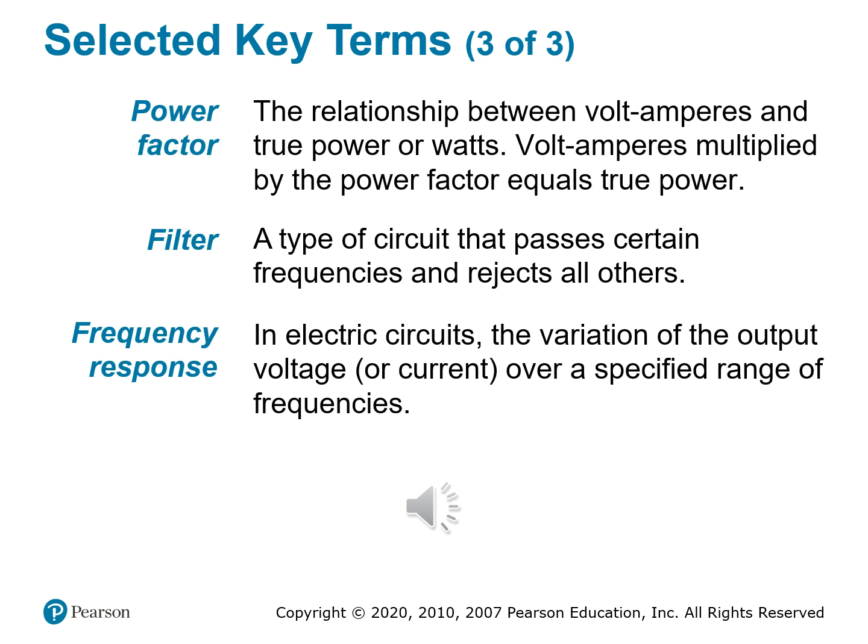Following with the selected key terms, the next one is power factor, the relationship between volt amperes and true power or watts. Volt amperes multiplied by the power factor equals true power. The next key term is filter, a type of circuit that passes certain frequencies and rejects all others. And the next term on this slide is frequency response. In electric circuits, the variation of the output voltage or current over a specified range of frequencies.